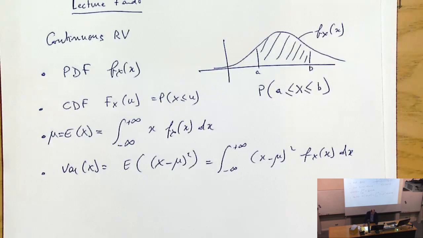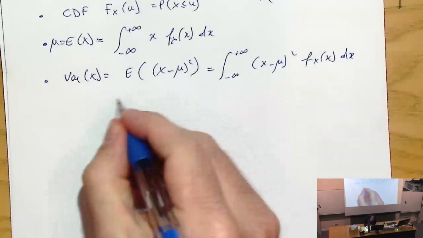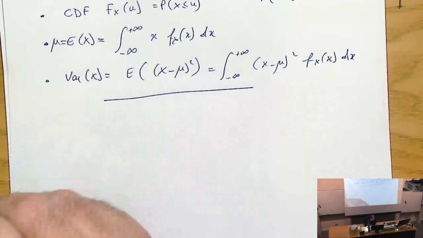Good, so what we're going to do today, we're going to look at different forms of continuous random variables. We'll look at uniform, we're going to look at exponential, we're going to look at the most famous one, the normal, also called Gaussian. We're going to play with those today. So starting with the simplest one, the uniform.